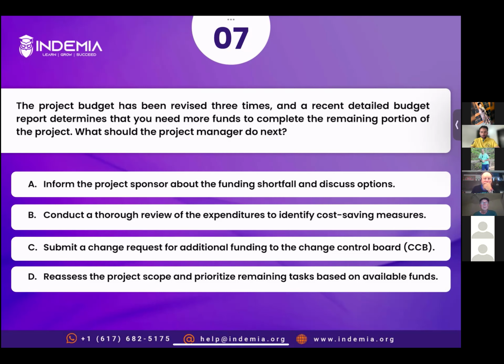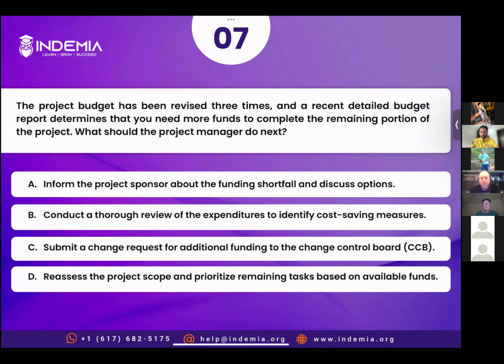Okay. Option C, submit a change request for additional funding. Again, you're taking action. And option D, reassess the project scope and prioritize. Again, it's one option. There's a comment: would you discuss that with the sponsor? Absolutely. Keep it in your mind. We believe that the sponsor is someone we consider or discuss things with when we have a problem. No, with the sponsor, we discuss things on a regular basis. We seek advice. We update the sponsor. So whenever we have a situation where there could be multiple options, we seek input from the sponsor.